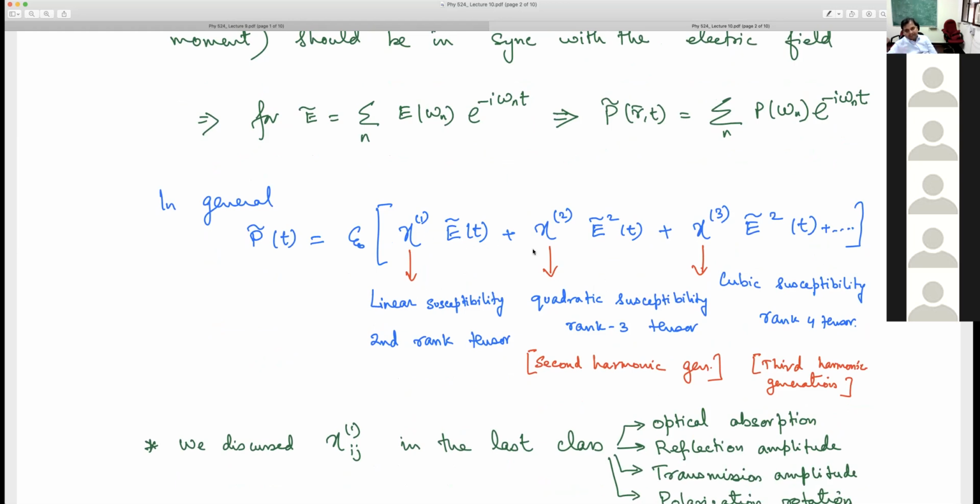So chi1 E, chi2 E squared, let's say, plus chi3 E cubed. Sorry, there's a typo here. So this should be E cubed. Okay, chi3 E cubed plus chi4 E to the power 4, and so on and so forth. Okay, a lot of higher order terms. So this is an infinite series. This is just a definition of the susceptibilities, etc. I'm just making a statement that P will depend on all orders in the electric field.